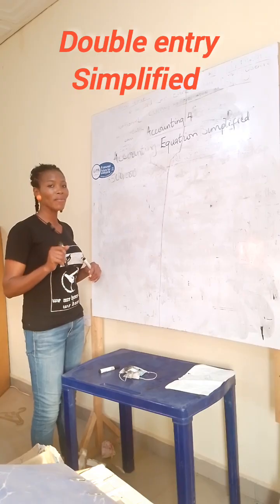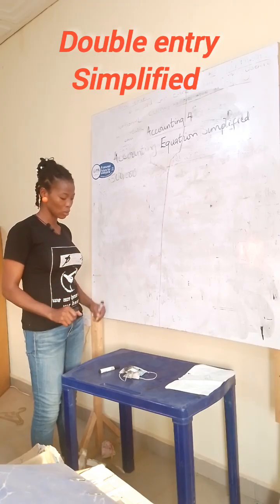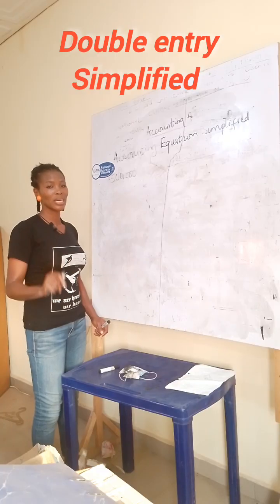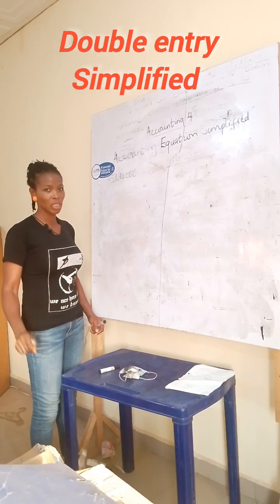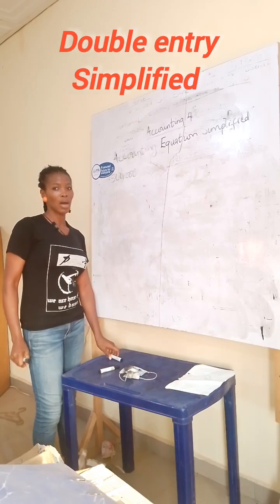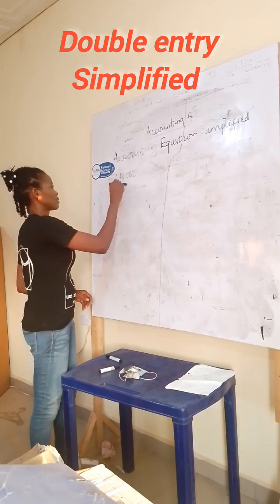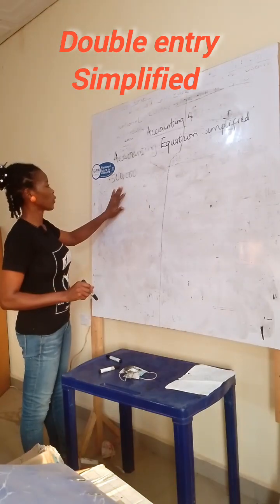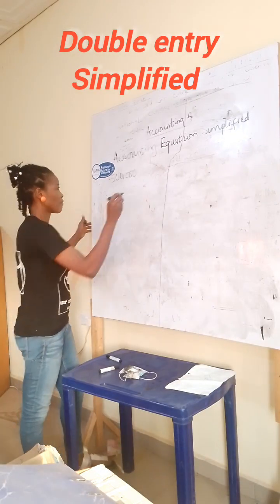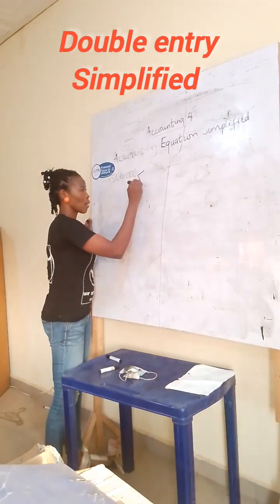Now, for everything within accounting, we're going to apply the double entry principle, which says that for every debit entry, there will be a corresponding credit entry. Now, in this scenario, two accounts are going to be affected. And the first account that will be affected is what? Our capital account.